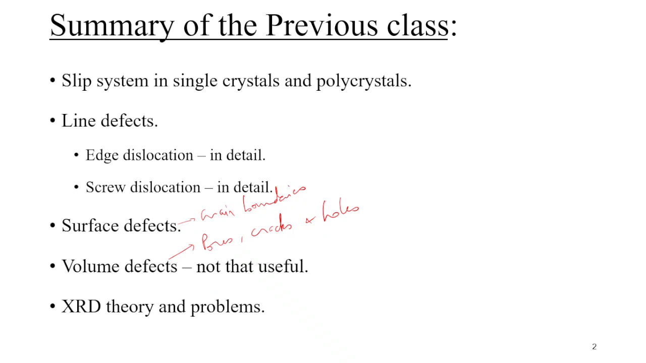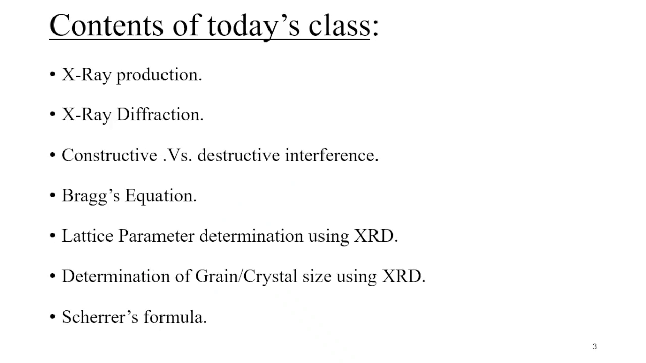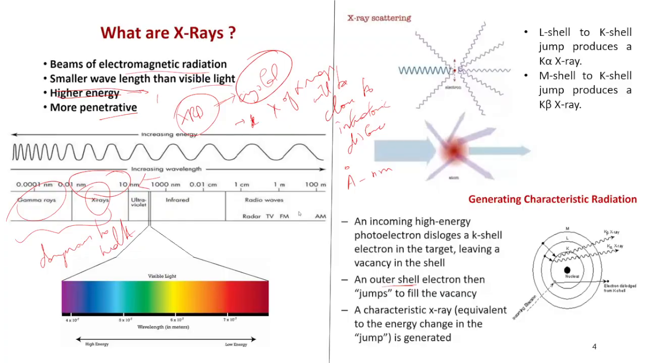In today's class we will revise X-ray production. Then we will see X-ray diffraction, constructive and destructive interference, and Bragg's equation. We'll see how to determine the lattice parameter of a particular crystal and find out what that crystal is using XRD, and then determination of grain size or crystal size using XRD. The Scherrer formula is associated with that, so we will go into it.